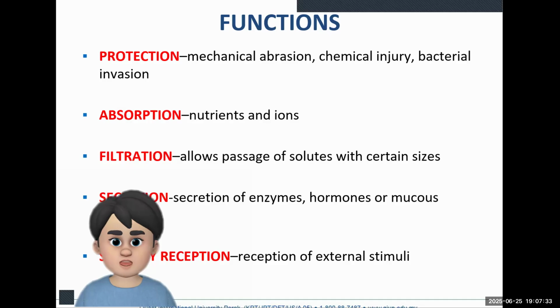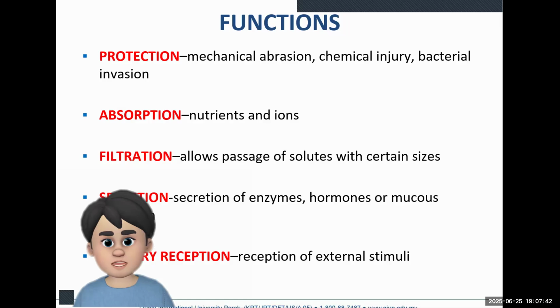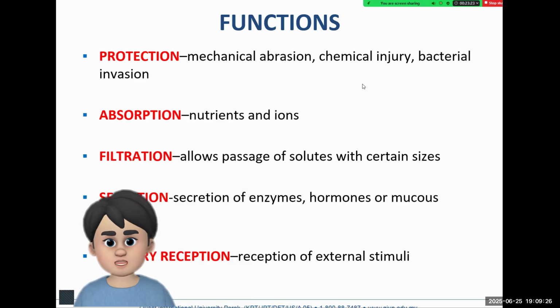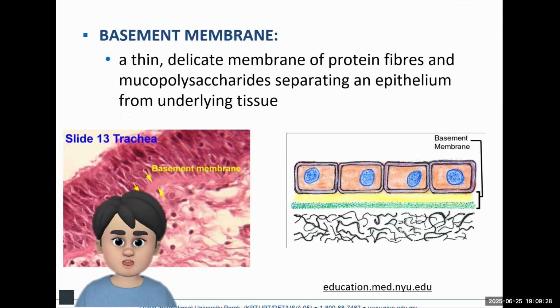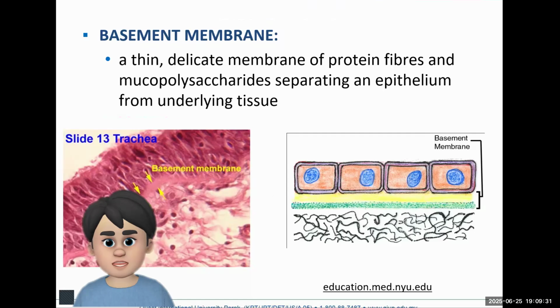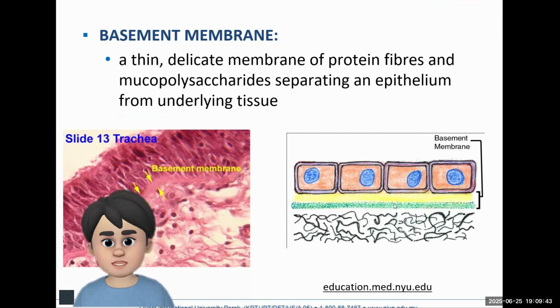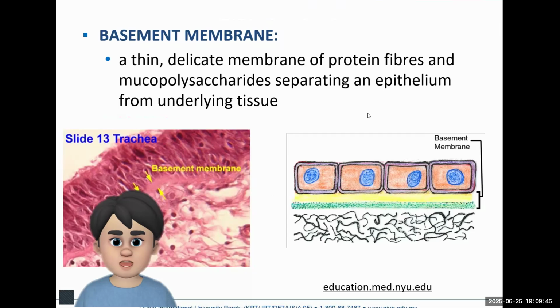So when you are learning these things, you have to know examples of this one for protection, absorption, filtration, secretion, and sensory perception. Right. So these things you have to know. Then you have to know about the basement membrane: a thin, delicate membrane of protein fibers and mucopolysaccharides separating an epithelium from underlying tissue. So this is the basement membrane. It's a drawing.